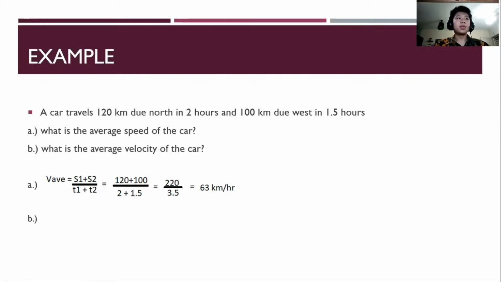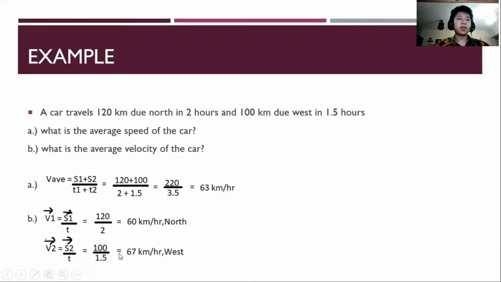And now we're gonna find the average velocity of the car. To find the average velocity, we're gonna find the velocity of the first travel and then the second. So first, v1 is equal to s1 over t1, which is 120 over 2 hours. It is equal to 60 km per hour due north, since the question said it is going north. And v2 equals s2 over t2, which is 100 over 1.5. Then it's going to be equal to 67 km per hour west.